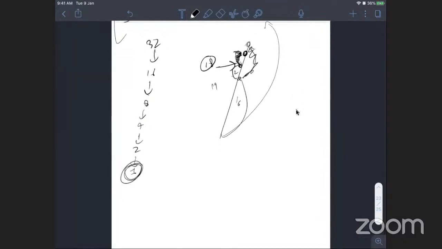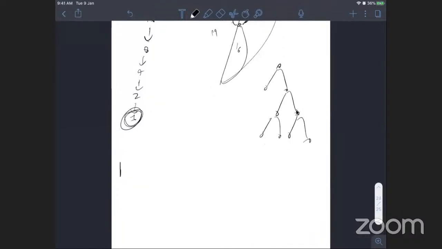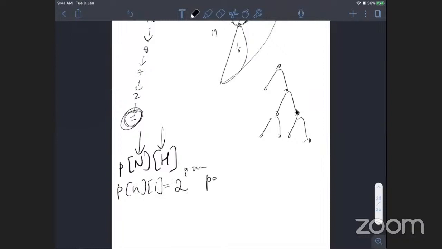So now the P array construction. The P array construction comes from the fact, okay, think about this. Okay, so this will look like this, P[N][H]. The first dimension will be the node. The second dimension will be i. Again, let's remind what's P[u][i]. P[u][i] refers to the 2 to the power ith parent of u. Okay, this was the definition of P[u][i].